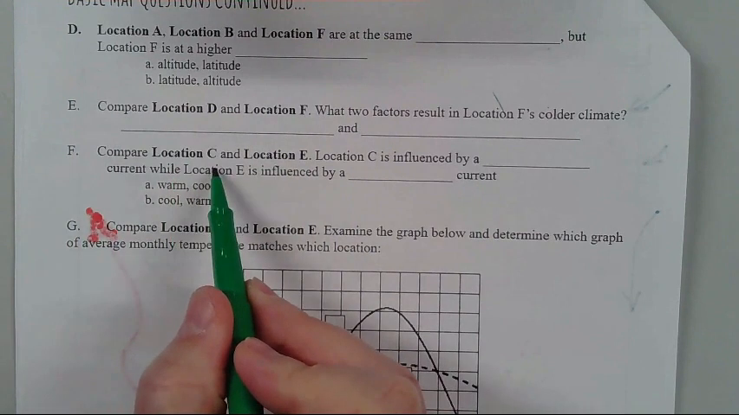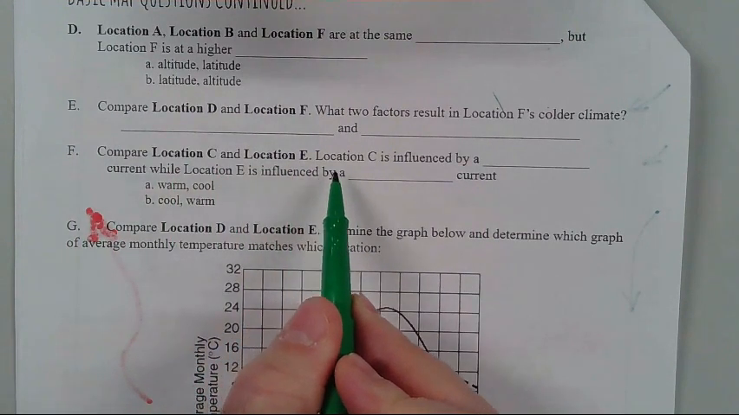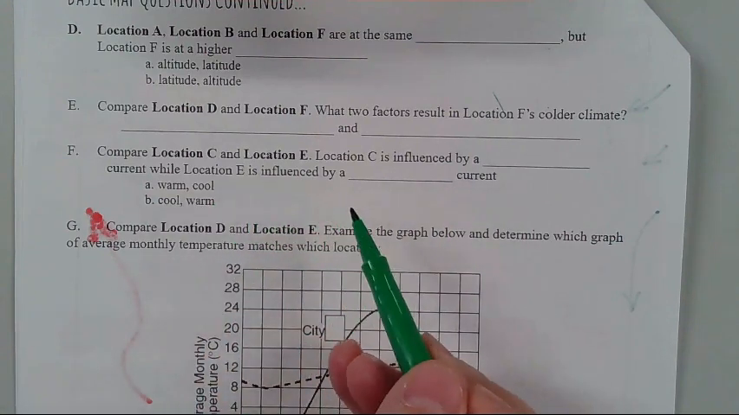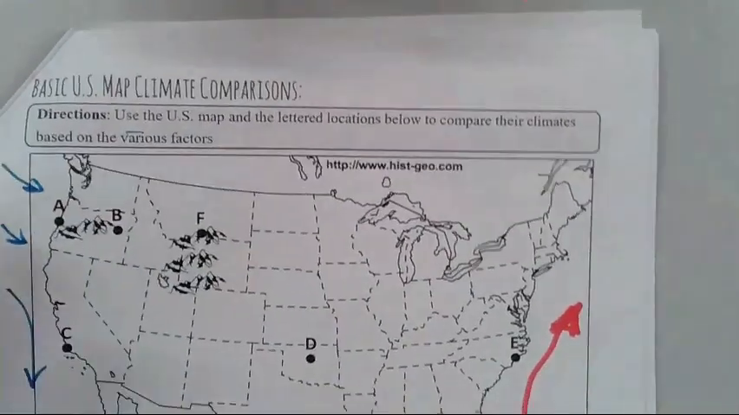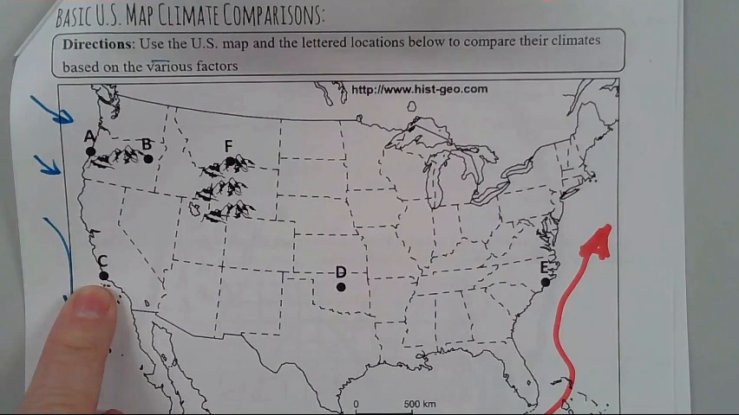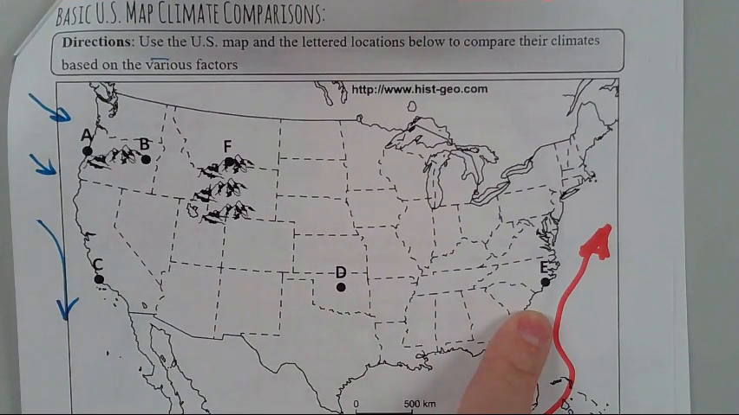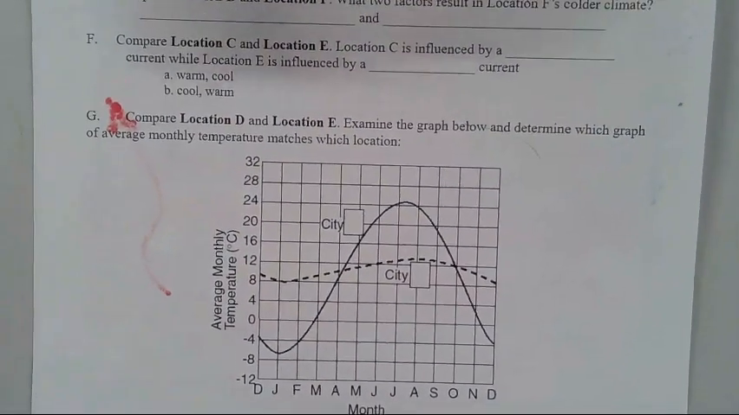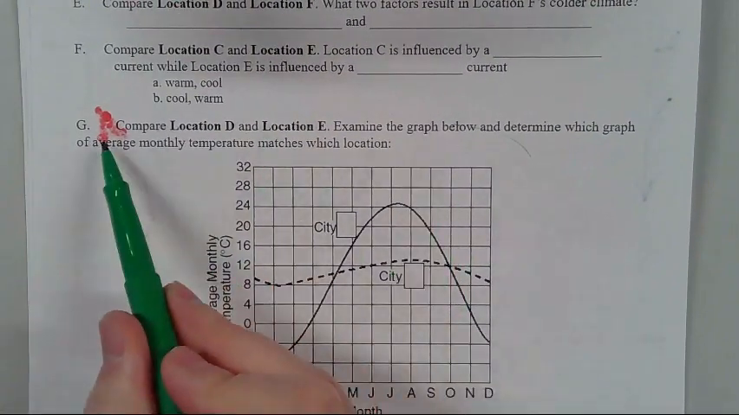Question F compares location C and E. Location C is influenced by a what current, while location E is influenced by a what current, right? So remember, C is over here on the west coast of a continent. E is over here on the east coast. Refer back to our lesson on currents if you need help with that.